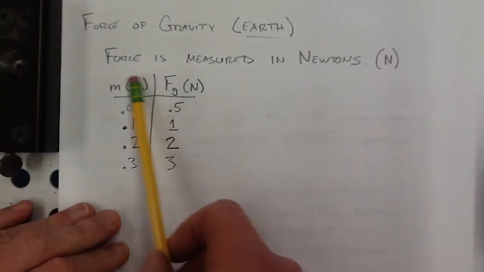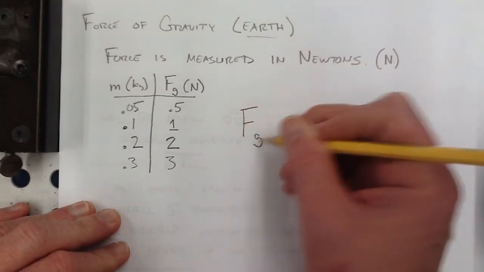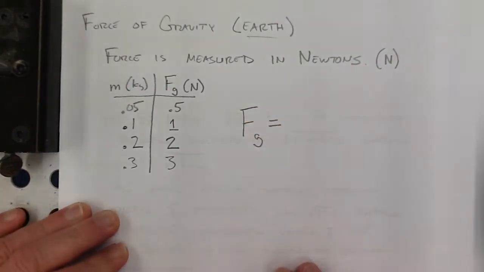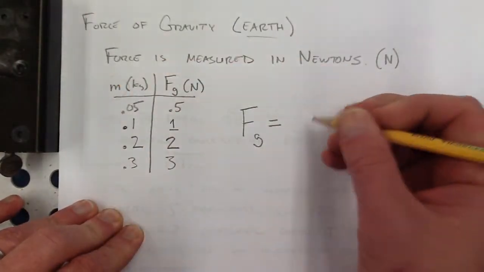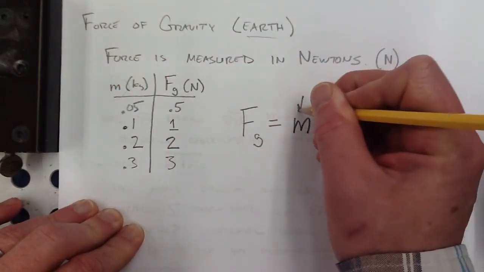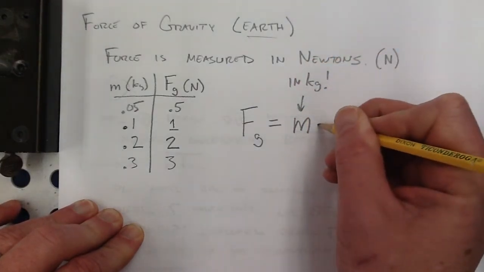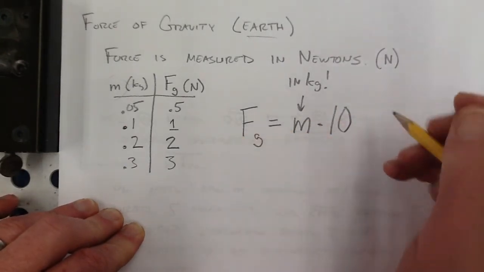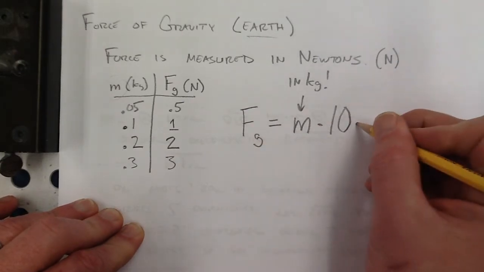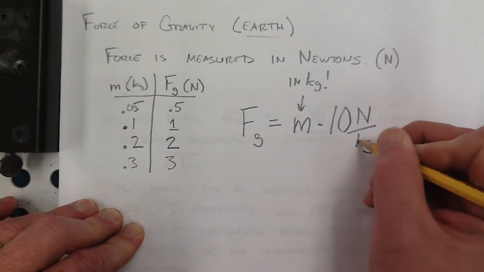So how do you, in general, know how much gravitational force there is on something around here at the surface of our planet? You take the mass of it in kilograms. It's got to be in kilograms. And you multiply it by 10. And since this is in kilograms and we want to get newtons, that must be 10 newtons per kilogram. So the units come out right.